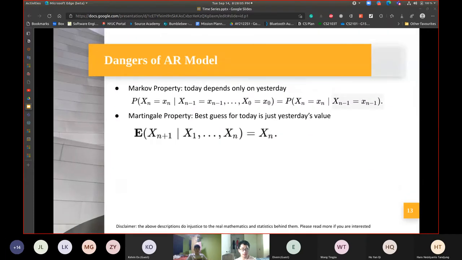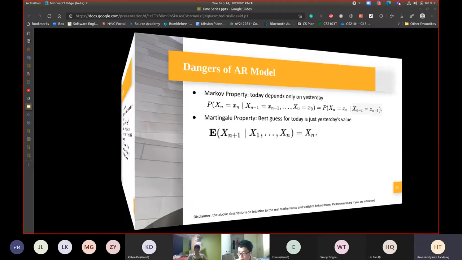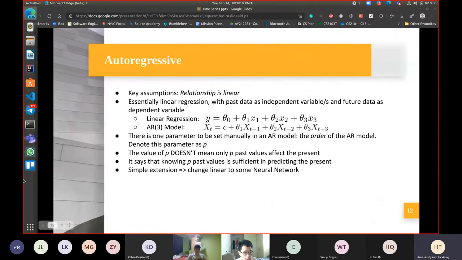Yes, sorry, just to make sure, right? You're saying that, for example, the order is 3, right? Regardless of whether I take 3 past days or 4 past days or 5 past days, I'll get the same result, is it? Because you said just now that if the order is 3, that means 3 days in the past would have been enough, is it?